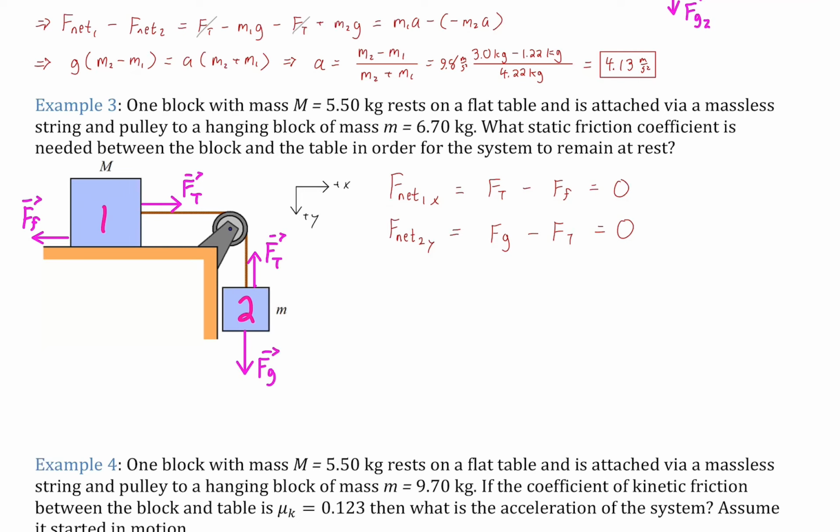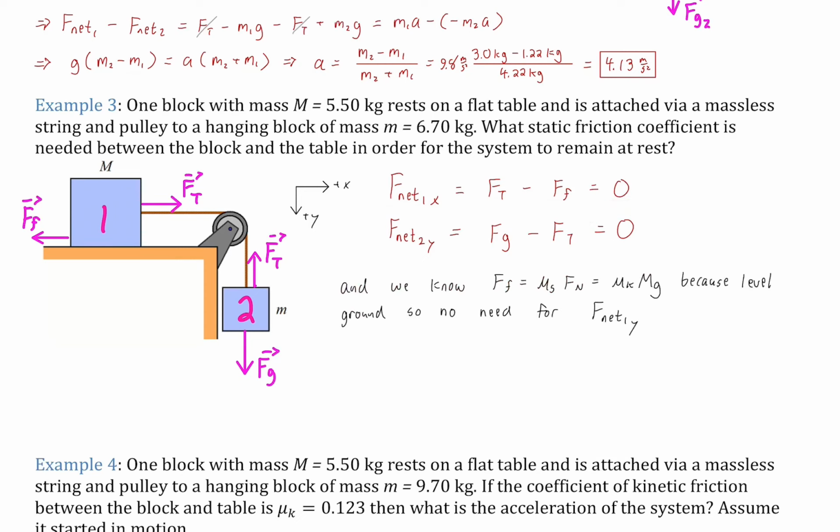What are the forces? Well, we've got the tension force and the friction force acting in the x direction on block 1, which is block big M, okay? And then on block 2, which is block little m, we have gravitational force in the positive direction, because again, positive y is downwards, minus tension, also equal to 0 because everything is going to remain at rest. Okay?